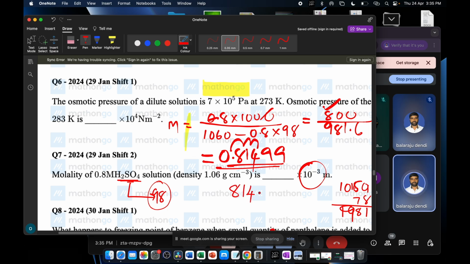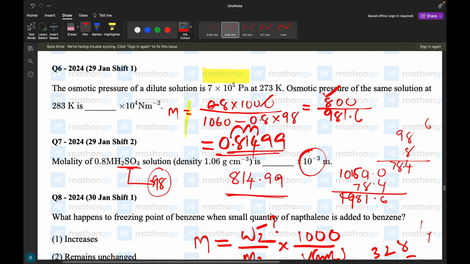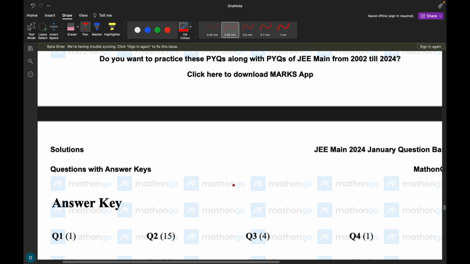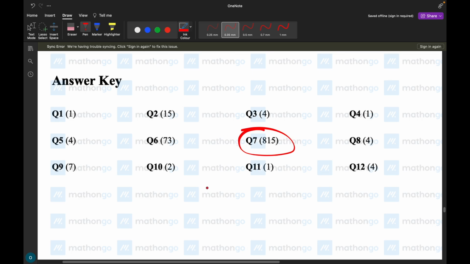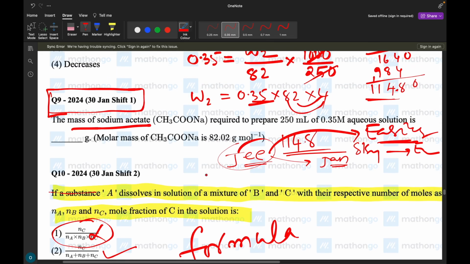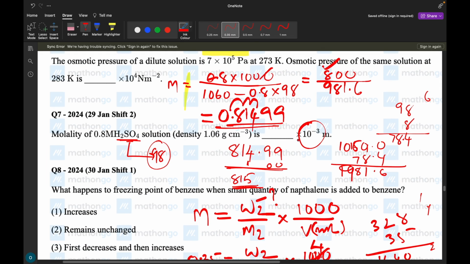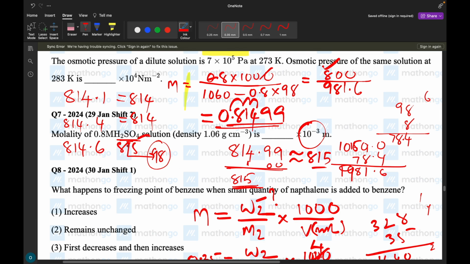So it will be 814.99. The condition is that the number above 5 lets you add one, so the answer should be equal to 815. So question number 7, let us check the answer. See what the answer is. We got it correct, but the nearest integer is 815. Why do we do it? If you had got 814.1, it could have been 814. If you got 814.6, you take it as 815. That's how you have to express it.